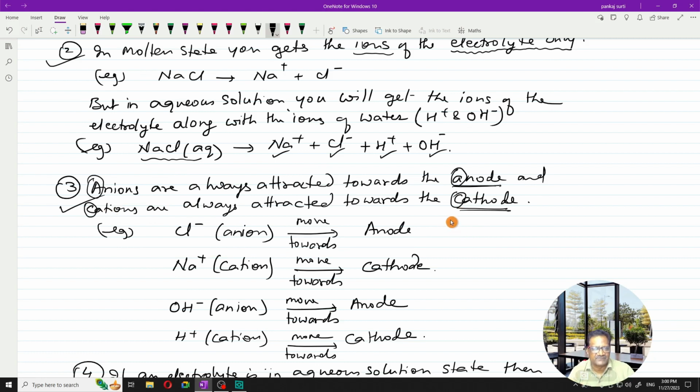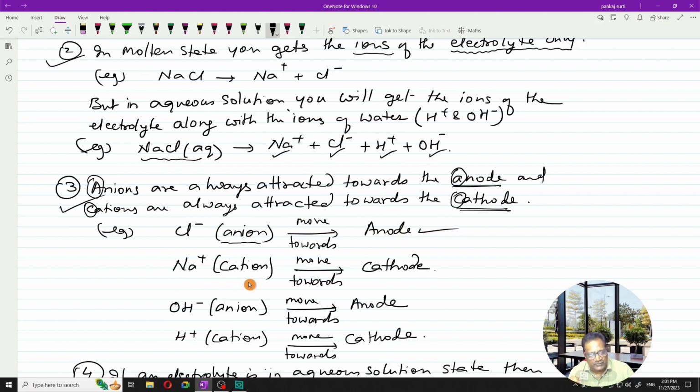Is that clear? Fine. So now suppose you have a chloride ion. Now chloride ion has a negative charge, so it is an anion. Now you know that negative charge will always go towards the anode, because anode is connected to the positive terminal, so there will always be attraction between the positive and the negative. So chloride ions will always move towards the anode.